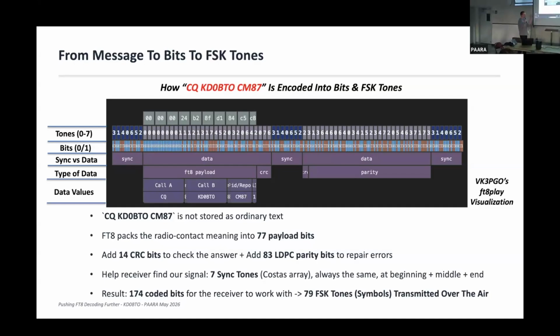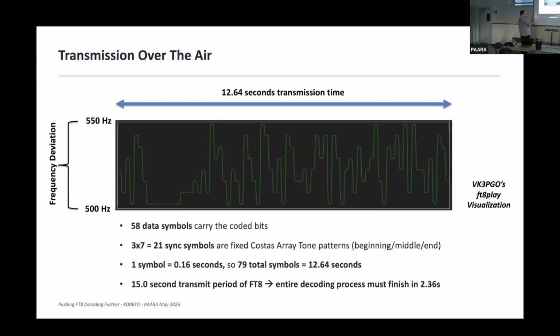And so everything's packed in there. 70 bits of actual message. There's 14 bits for the CRC, and then there's another 83 that are used for error correction. So basically, more than half of the bits are not dedicated to the actual message itself. And that's part of why this is so good for weak communications, because you can use that to recover and fix things. And the total transmission is 174 of these coded bits, and then there's 79 tones, and I'll come back to that later.